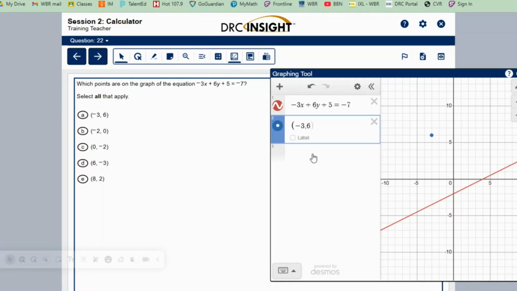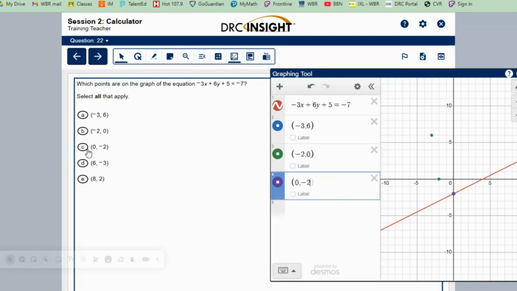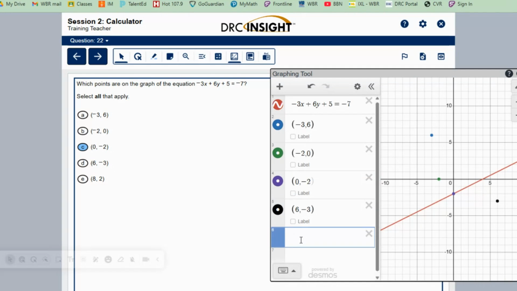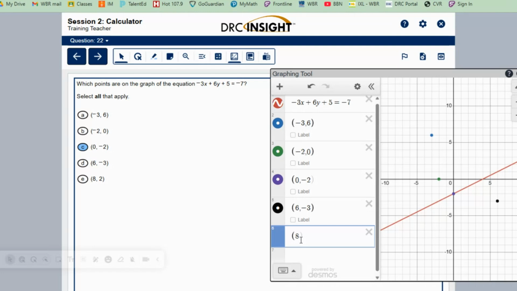That is not on my graph. What about negative 2, 0? Still not on my graph. Let's try 0, negative 2. That one is in fact on the graph. So I'm going to select that one. I have to keep going because it says select all. Let's try 6, negative 3. Not on my graph. And the last one, which is 8, 2. That one is on the graph. So C and E are our correct answers.